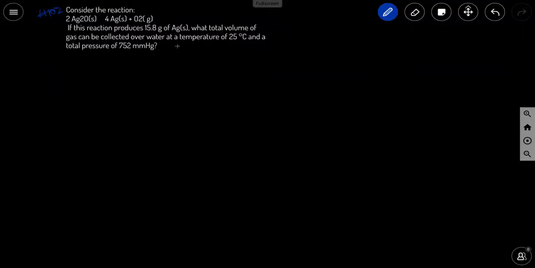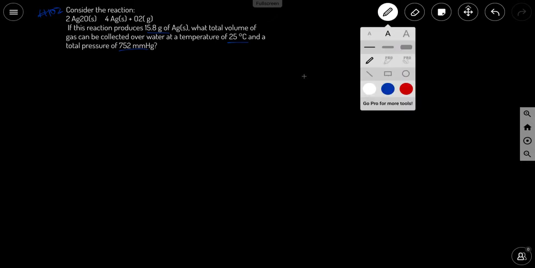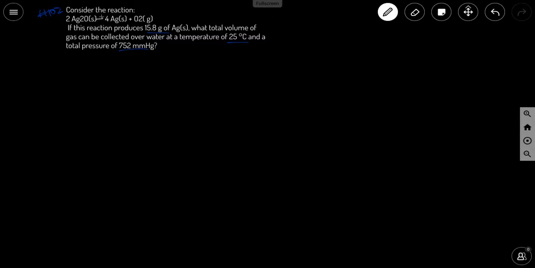Okay, so I'll start by first underlining all of the given information. And it's asking for the total volume, and sooner or later we're going to be using PV equals nRT. And since we're asked to find volume, it's going to be V equals nRT over P.